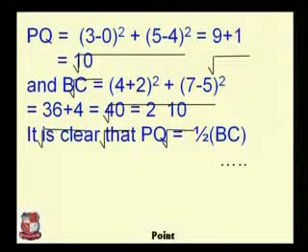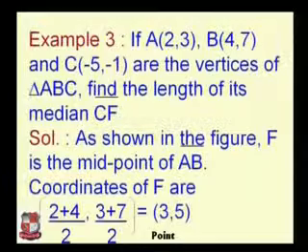So PQ is equal to square root of (3 minus 0) whole square plus (5 minus 0) whole square, it is equivalent to square root of 9 plus 1, it is equivalent to square root of 10, and BC is equal to square root of (4 plus 2) square plus (7 minus 5) whole square, is equivalent to square root of 36 plus 4, so it is equivalent to square root of 40. So it is equivalent to 2 root 10. It is clear that PQ is equal to 1 half BC. Now next example.